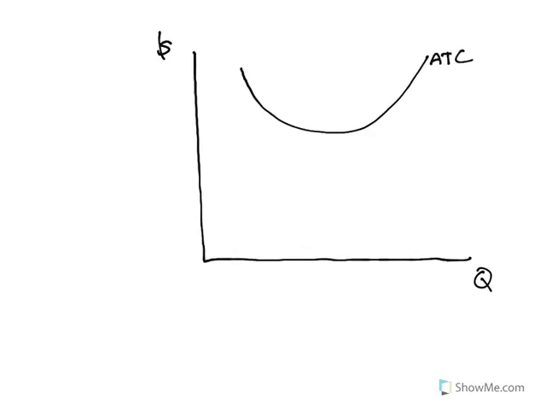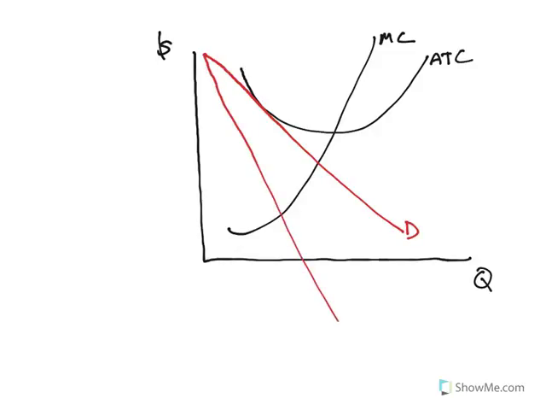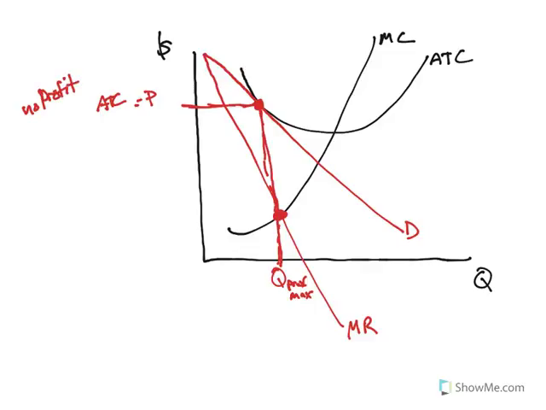So we've got our average total cost, marginal cost, demand, marginal revenue. So let's find where marginal revenue is equal to marginal cost. That's our profit maximizing quantity. That's our price. Let's see if they're earning a profit for that quantity. Go up to the average total cost curve. Oh, look. Price is equal to average total cost. No profits in the long run.